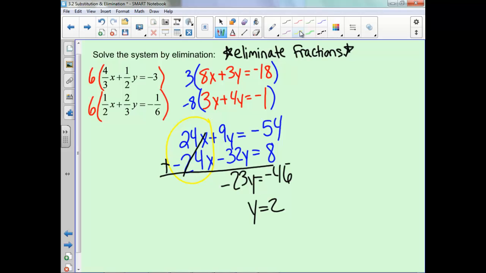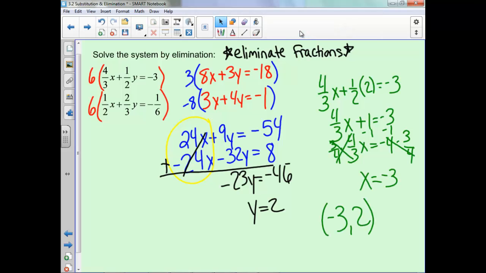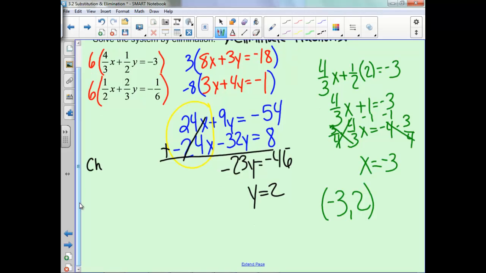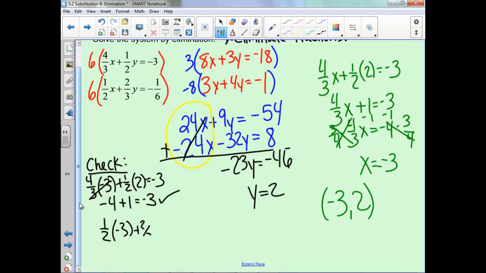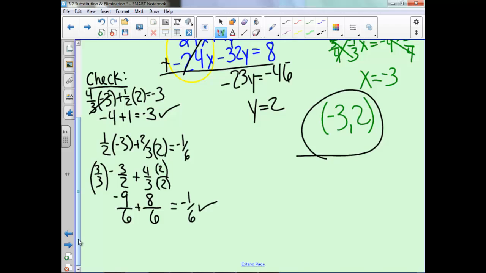And we still have to get our x. And so I'm going to go ahead and plug this in for y. Remember, though, we do need to check our work. So there's our answer.